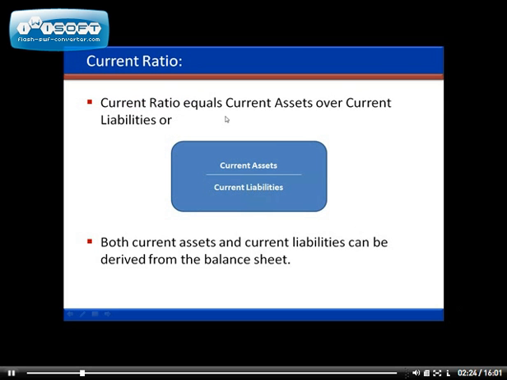And current ratio is equal to current assets over current liabilities. Of course, if we wanted to find out a company's current assets or their current liabilities, we would have to look on the financial statement, the balance sheet, because the balance sheet is the financial statement that has assets and liabilities. So we would go to the balance sheet and pull out the current assets and the current liabilities, and we would divide current assets by current liabilities, and that will give you your current ratio.